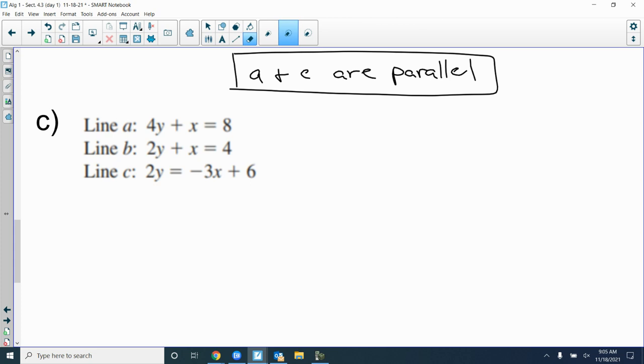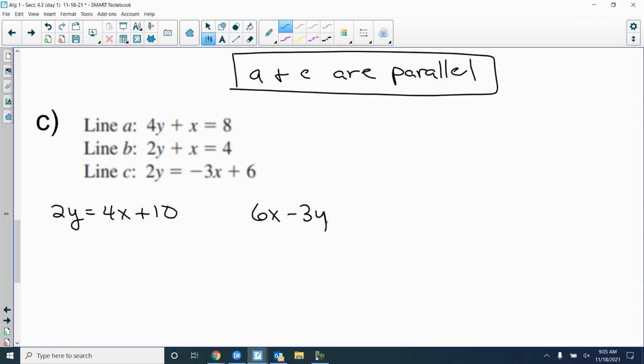All right, Ellie, what do you got for A? 2y equals 4x plus 10. What do you got for B? 6x minus 3y equals 18. And what do you got for C? Y equals 1/2 x plus 7. All right, is that what everybody else has?